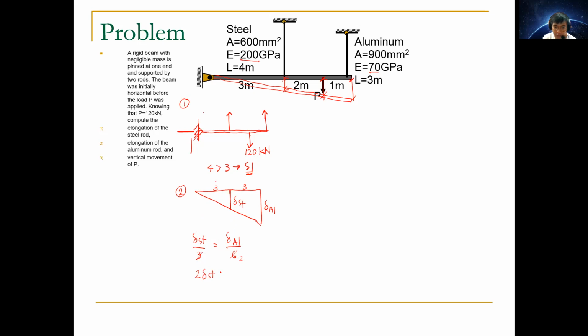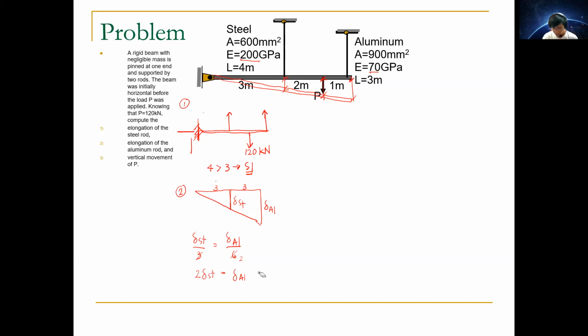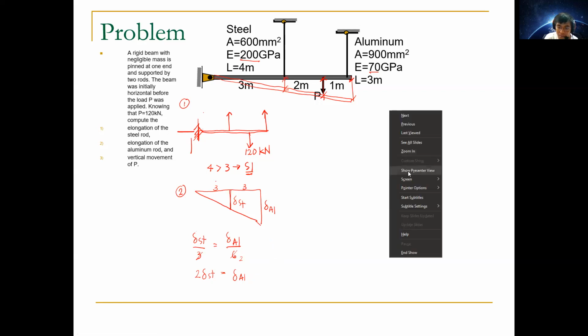The deflection of steel is equal to the deflection of aluminum. So let's say this one is muna ang equation, di ba? But dili pa jud totally muna atong equation. Okay, so next step is, again, since the deflection of the aluminum is twice the steel.